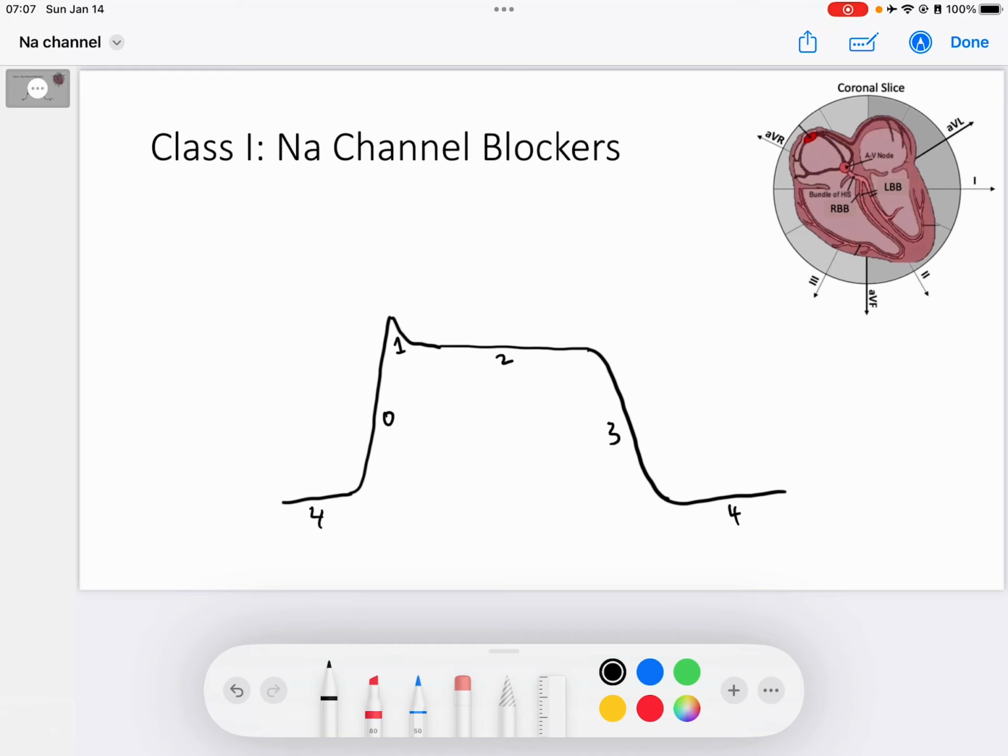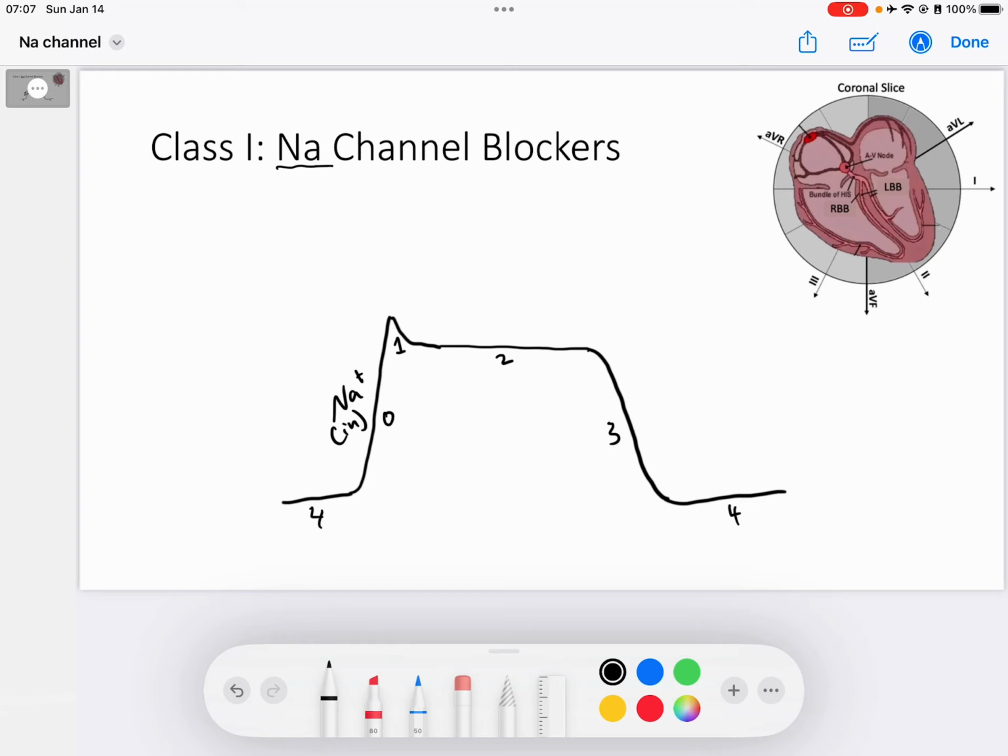My name is Reed, and today we're going to go over our first class of antiarrhythmics, which are sodium channel blockers. These are an interesting set of medications, and what they do, obviously by their name, is block our sodium channels. And we know that depolarization of cells is controlled by sodium rushing in in phase 0. So sodium channels are predominantly active in impacting our action potential here at phase 0.